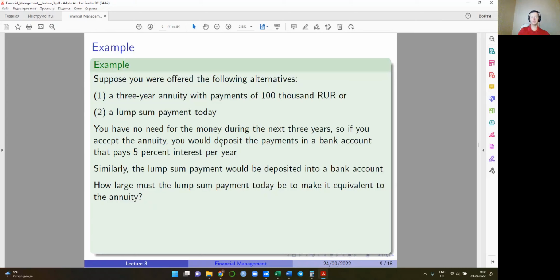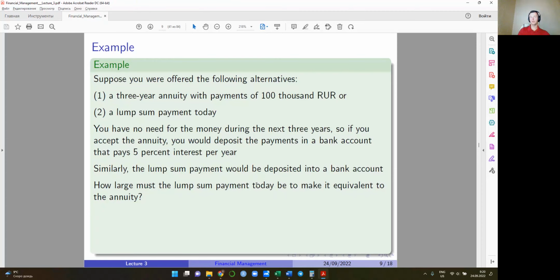If you accept the annuity, you would deposit the payments in a bank account that pays 5% interest per year. Similarly, the lump sum payment would be deposited into a bank account. So you have an opportunity to deposit your money and you don't need to spend it immediately, which suggests that we have to apply the time value of money rule. So the question is, how large must the lump sum payment today be to make it equivalent to the annuity?